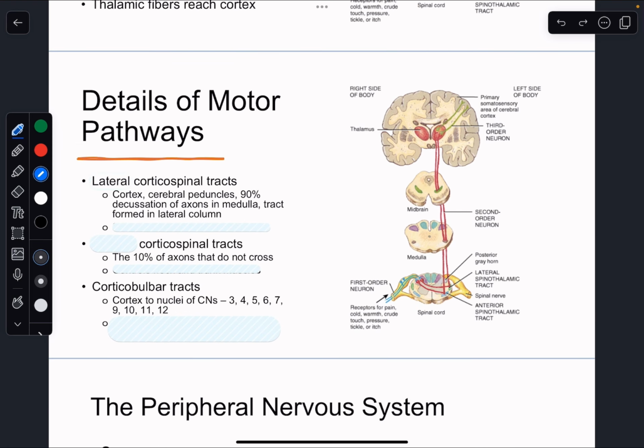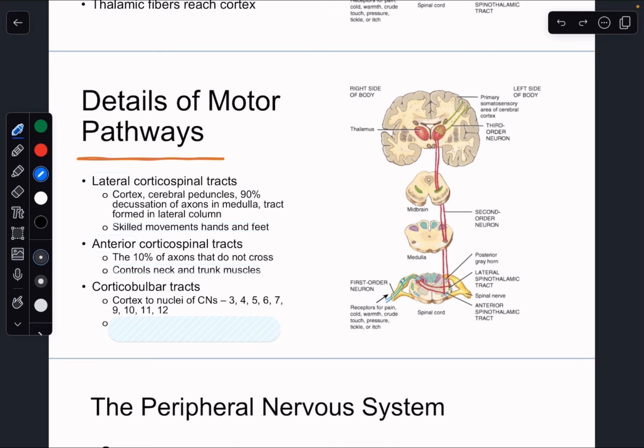Details of motor pathways. The lateral corticospinal tract goes from cortex through the cerebral peduncles, with 90% decussation of axons in the medulla, and the tract forms in the lateral column. It's associated with skilled movement in the hands and feet. The anterior corticospinal tract has the 10% of axons that do not cross, and it basically controls the neck and trunk muscles.